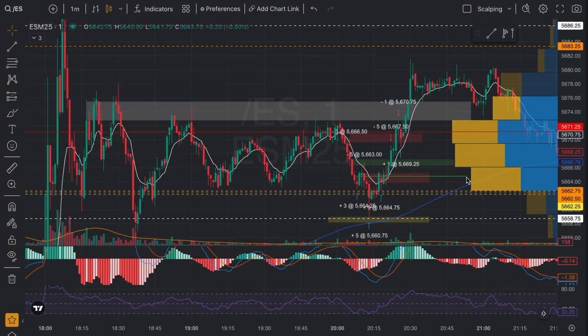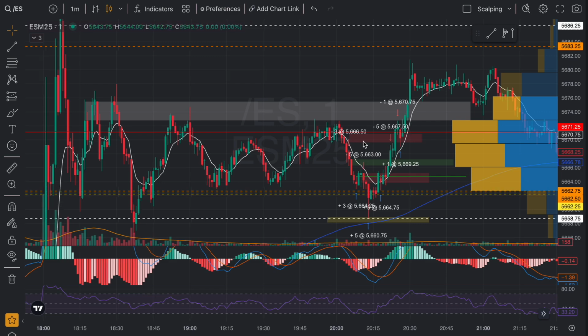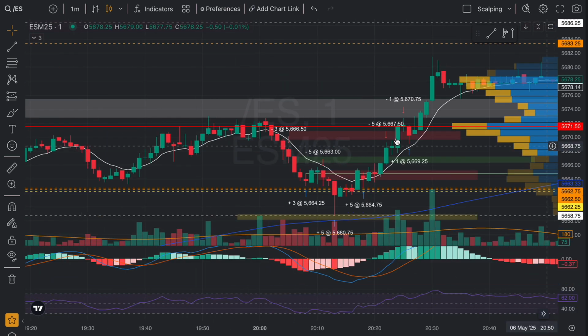Hey guys, we're going to be reviewing a short trade on ES from the Asia session last night. So 8 p.m. on May 6th. You can see on my screen that there were 3 or 4 trades I took during this Asia Open session. We're going to be focusing on the second trade I took. So we're going to zoom in a little bit.